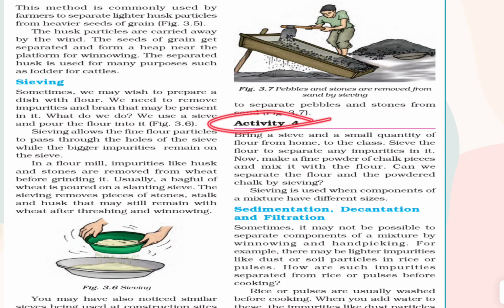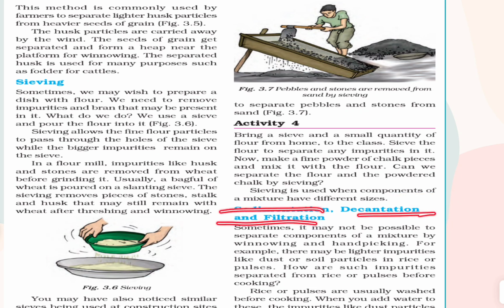Activity 4. Bring a sieve and a small quantity of flour from home to the class. Sieve the flour to separate any impurities in it. Now make a fine powder of chalk pieces and mix it with the flour. Can we separate the flour and the powdered chalk by sieving? Sieving is used when components of a mixture have different sizes.